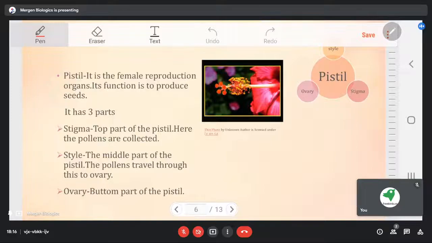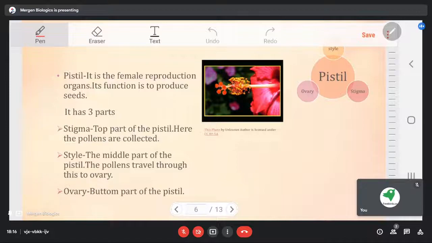Stigma is the topmost part of the whole female reproductive system. The pollen grain from the male flower or male part of the flower will travel to the stigma and attach to it. Then this pollen grain will enter through the style to the ovary, and in the ovary the whole fertilization process will take place.